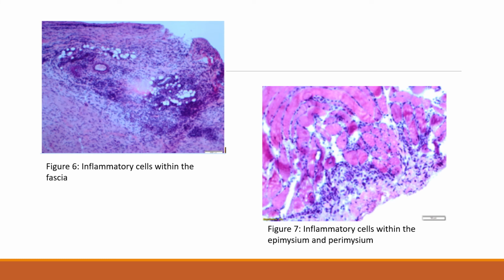This is a slide of her pathology. On the left-hand side, you can see a lot of inflammatory cells within the fascia. On the right-hand side, you can see inflammatory cells in both the epimysium and perimysium.